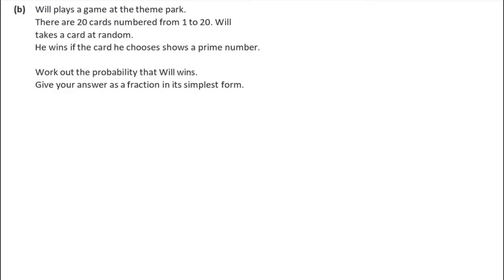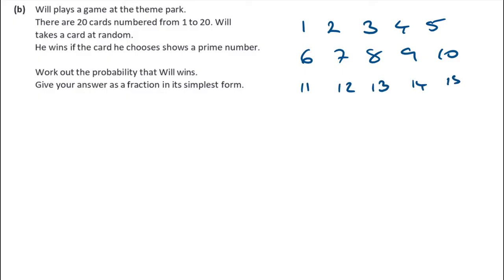Okay, so I think I'm just going to write out all the cards to start with, so I've got them in front of me. So 1, 2, 3, 4, 5, 6, 7, 8, 9, 10, 11, 12, 13, 14, 15, 16, 17, 18, 19, 20. So they're all the possible cards that they can pull out. Now, which one of those are prime numbers? Let's just highlight the primes. So the first prime number is 2, isn't it?